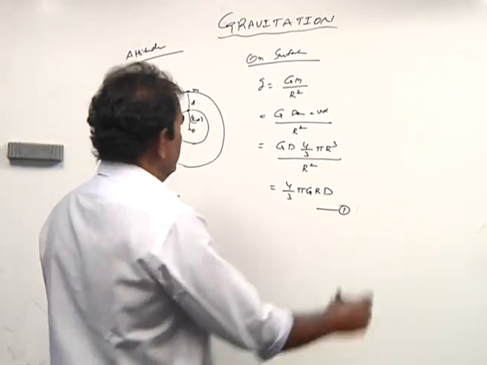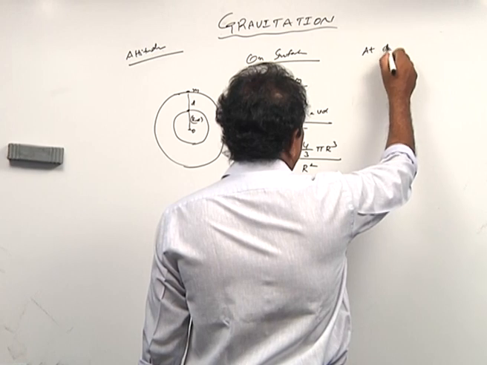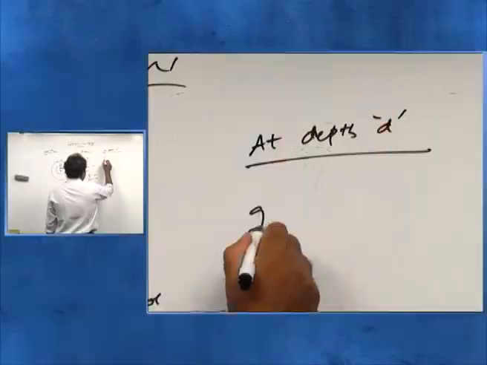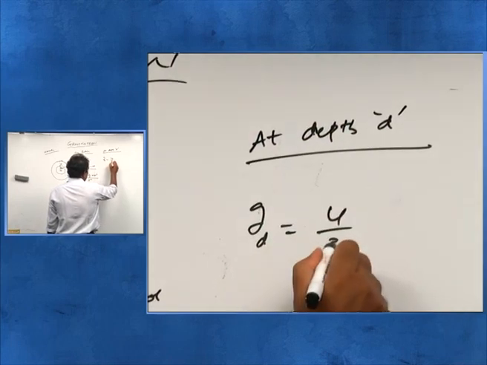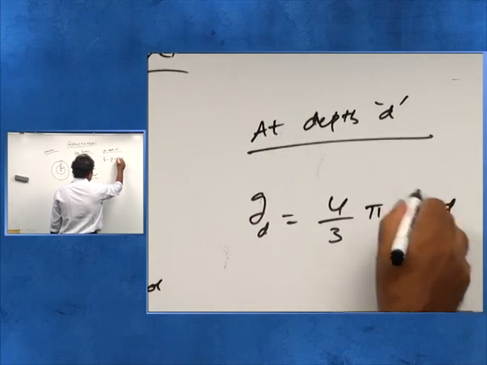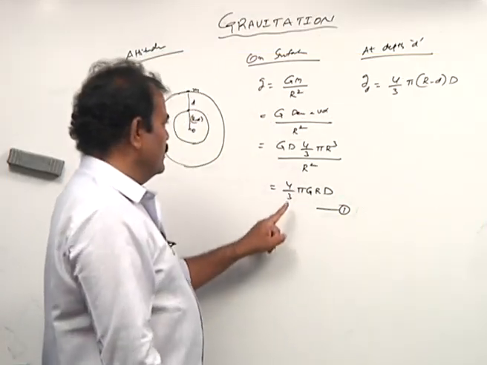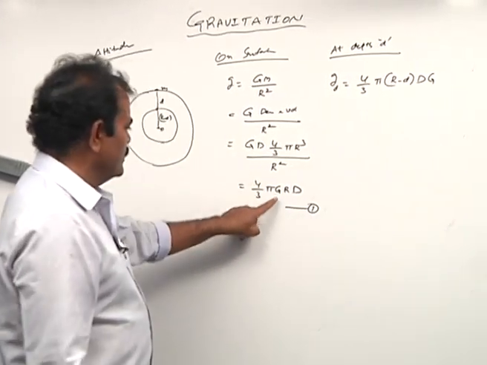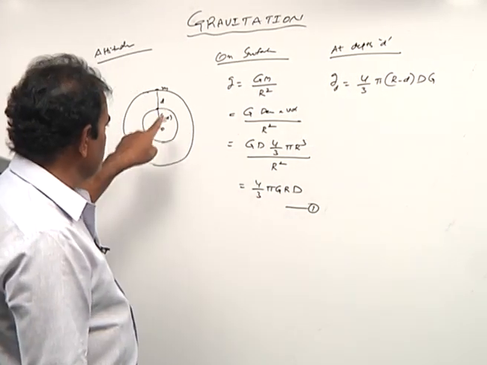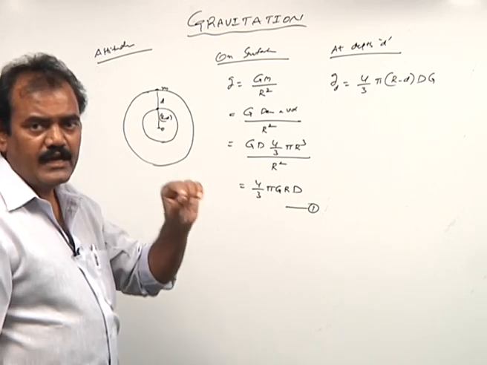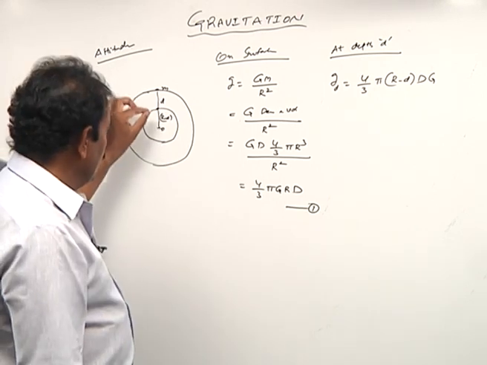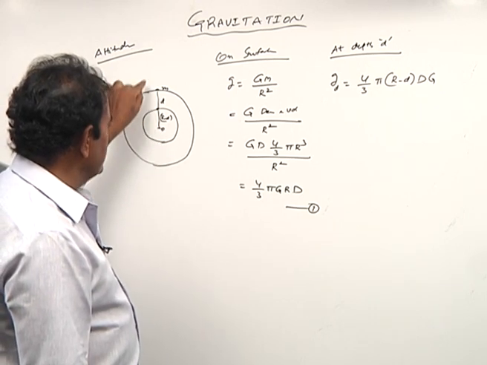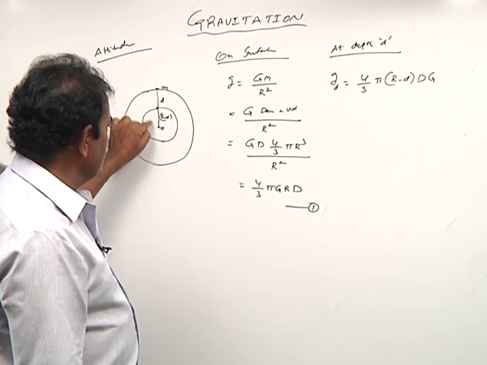Now we are coming to this at depth d. In this case, g d is equal to 4/3 pi G (r minus d) into capital D. Here also, r minus d is nothing but the position of that body from the center of earth. Previously it was at r, and now it is r minus d.